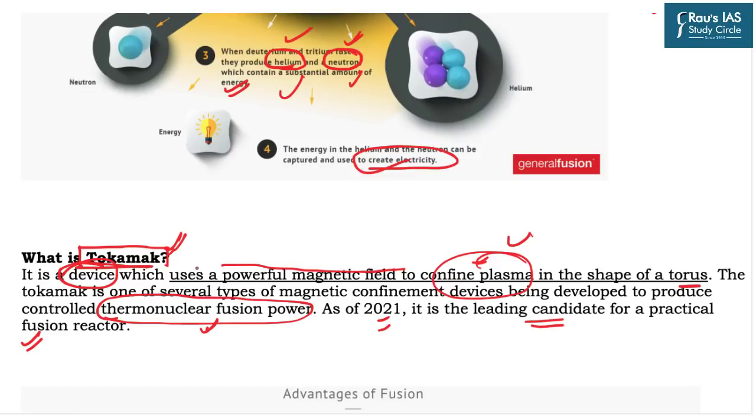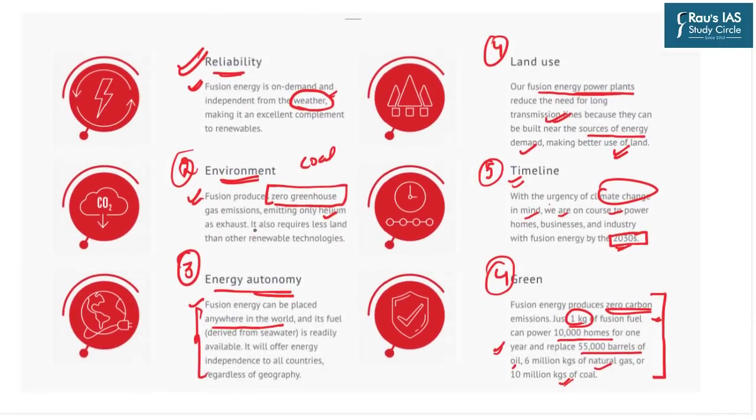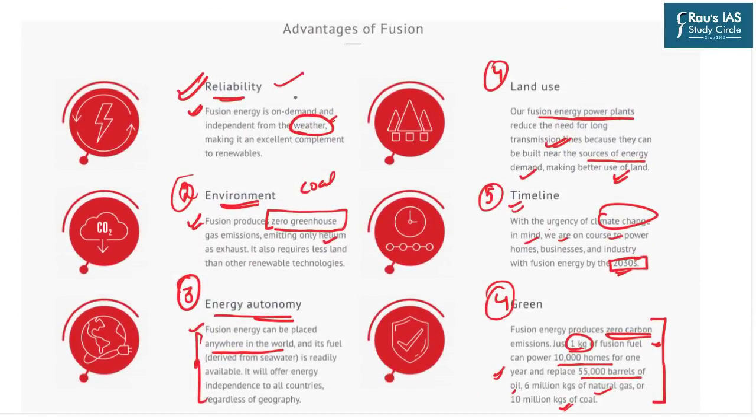Now the question arises: is there any such device present in India? So yes, we have a device known as Aditya, which is a small or medium category tokamak in our country. In the last, we discussed the various advantages of fusion energy in terms of its reliability, environment, energy autonomy, land use, timeline, and its green nature.